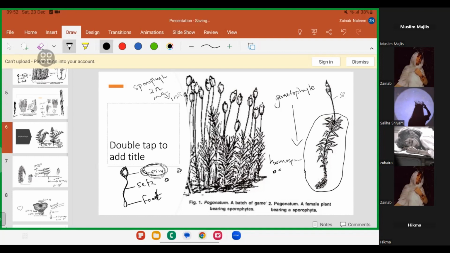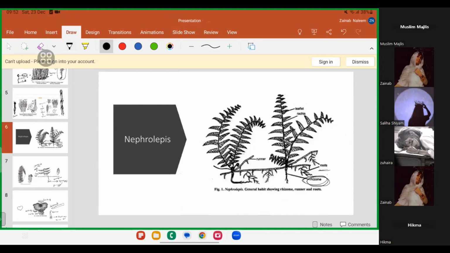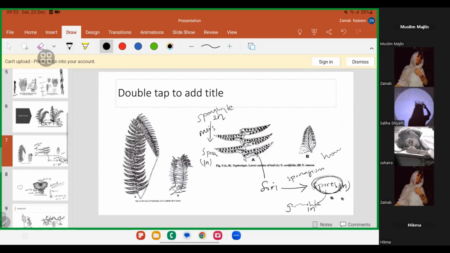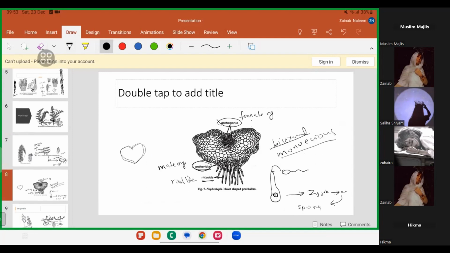In the Nephrolepis also, the sporophyte is the dominant one. On the underside of the leaf we have the sori, the sporangia. In the sporangium we produce spores. These spores are also homospory. You can't differentiate whether this spore is going to germinate into a male plant or a female plant, because the male and female organs are on the same gametophyte.